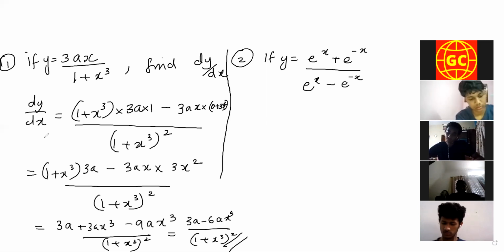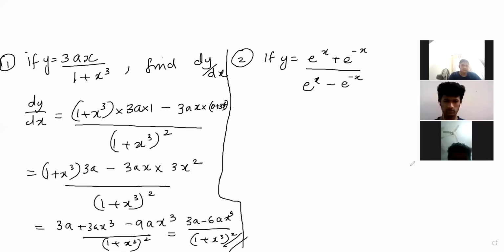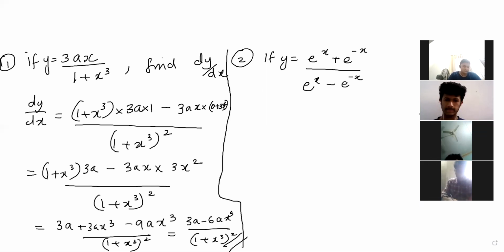Understood? If you didn't get it, please tell. Okay. Achyut, Adarsh, Abhay, is it clear? Go through. Here we are only applying the quotient rule.